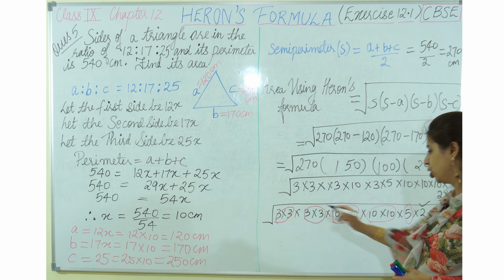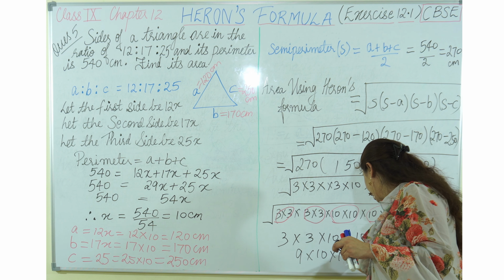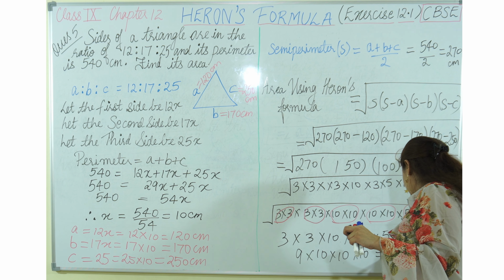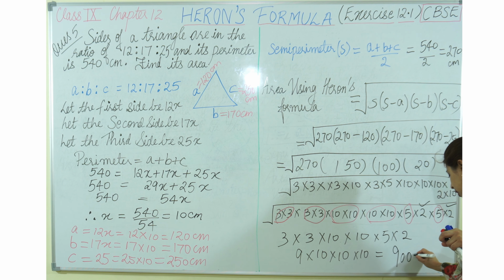So this 3 comes out: 3 into 3 into 10 into 10 into 5 into 2. So 3 into 3 is 9, 9 into 10 into 10, again 5 2s are 10. So ultimately the area which we are getting is 9,000 centimeter square. Okay, so the area which we are getting is 9000. So this is our answer.